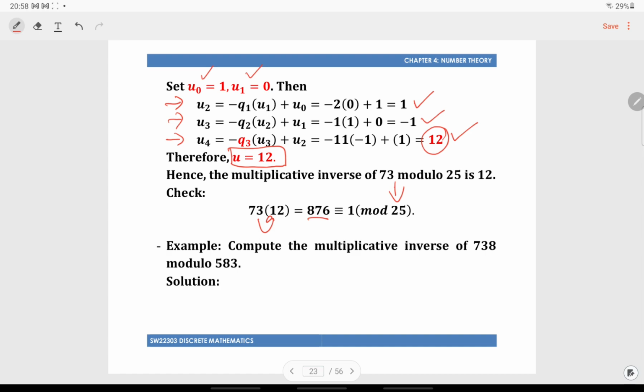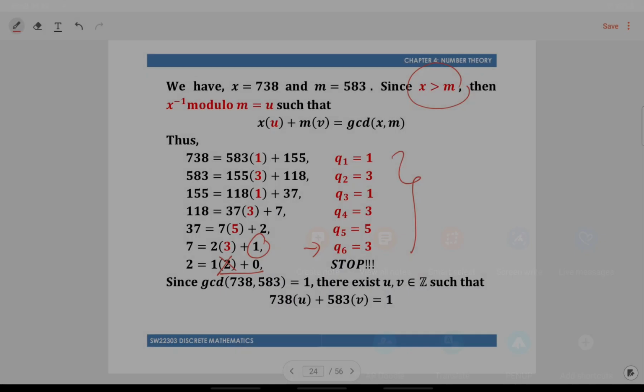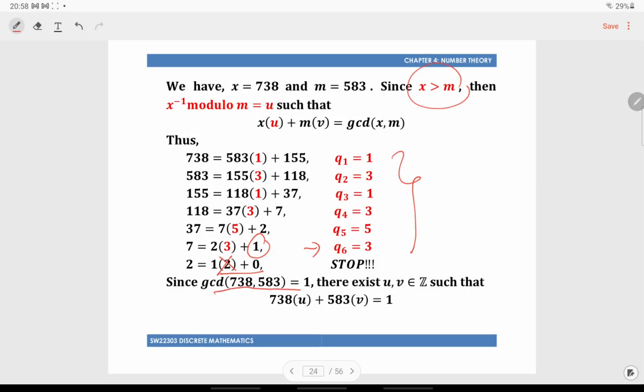Okay, the next example, compute the following two values. So this time, just like the previous one, because we have x greater than m, we do the same steps. We do the Euclidean algorithm. We take note of all the quotients before the remainder equals 0. So no need to consider this one. Okay, so we stop at the quotient 6. Because the remainder before remainder 0 equals 1, that means the GCD equals 1.